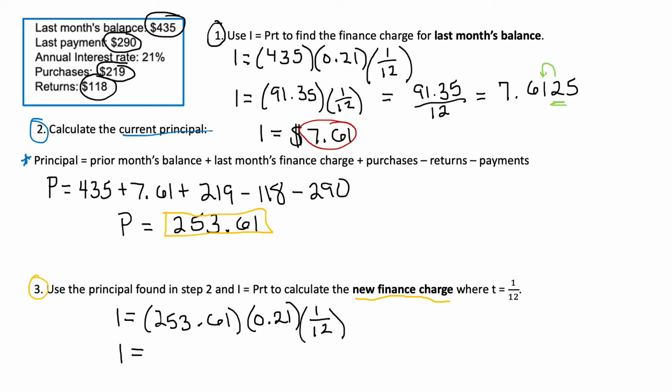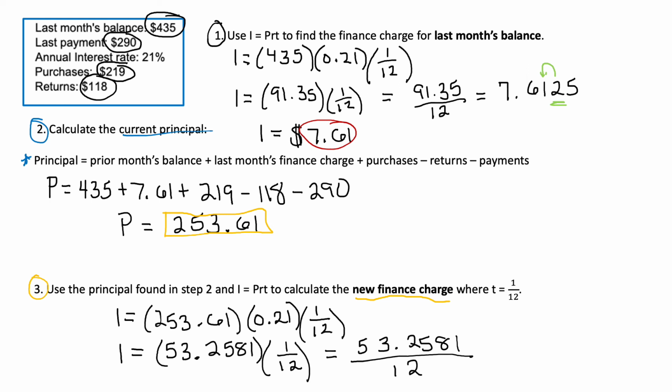253.61 times 0.21 is 53.2581. Now we'll take that number and multiply it by 1/12, which remember is the same thing as just 53.2581 divided by 12. And when we do that calculation, we have 4.43815.